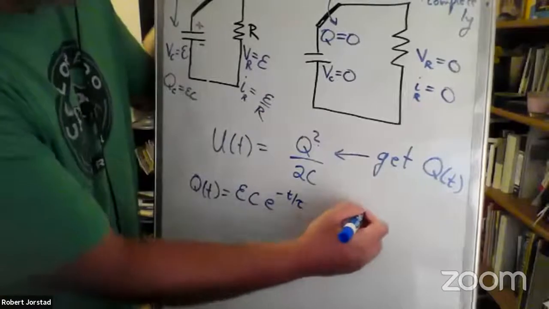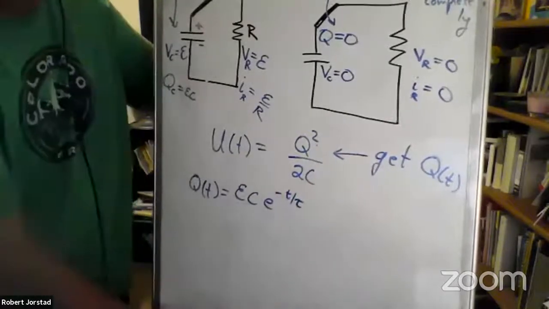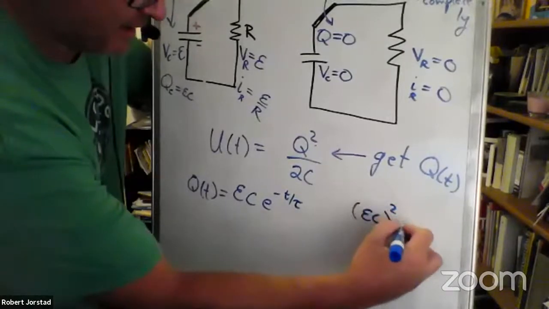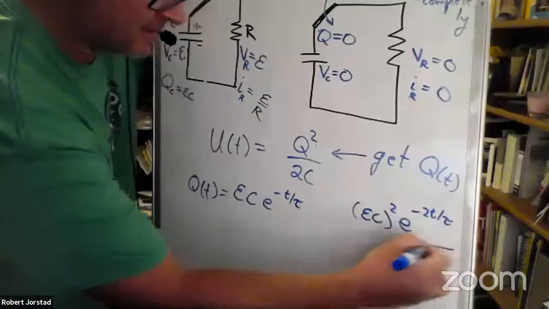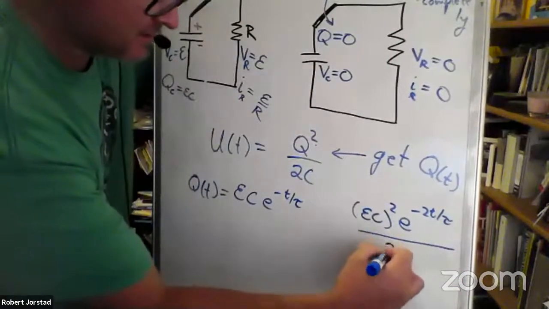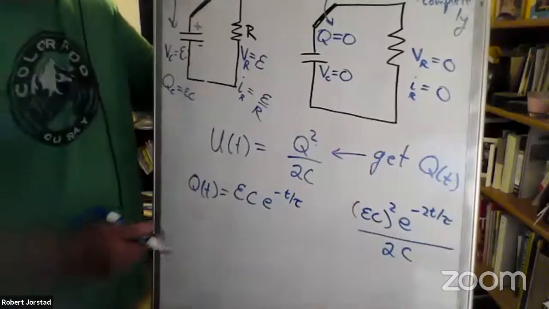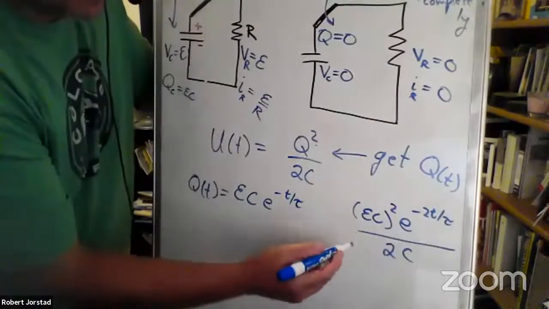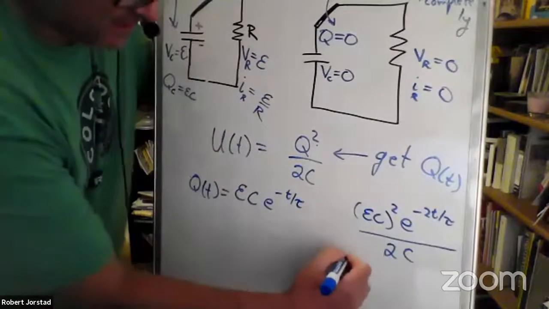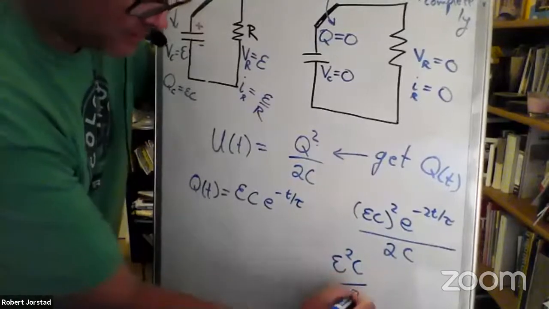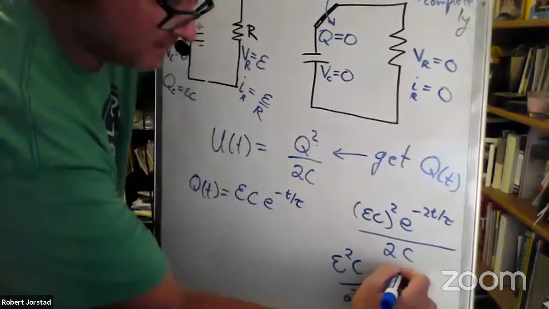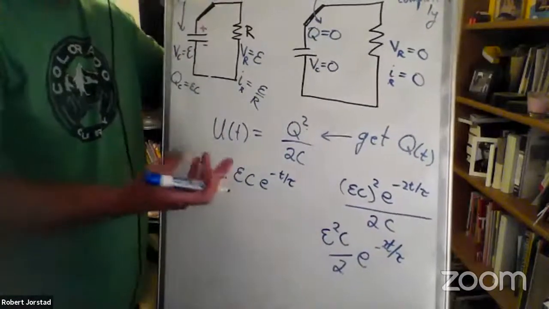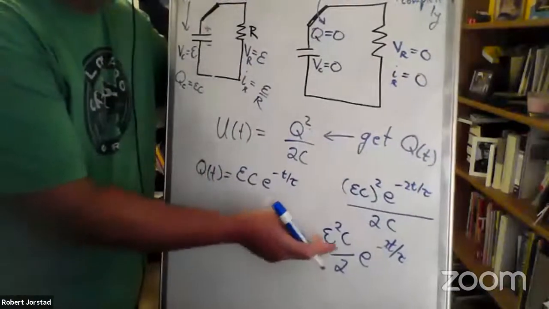Let's get to work here. I need to put this in here. So what do we get? We get EC squared e to the negative 2t over tau divided by 2C. So again, it's Q squared. So I've got to square the E and the C, and then I'm going to divide out one of these C's. So it looks like it's going to be E squared C over 2, e to the negative 2t over tau. And notice if we had done the voltage squared equation, we'd get exactly the same. Voltage squared times C over 2.